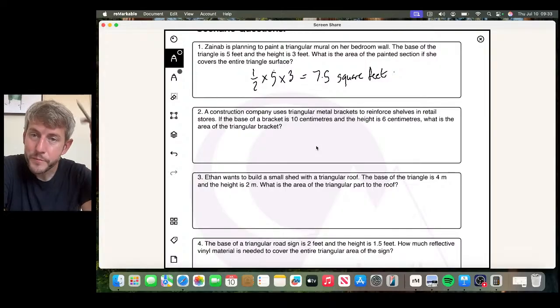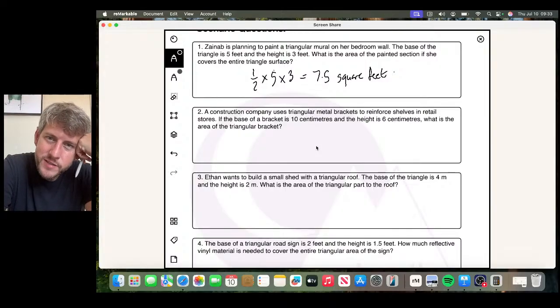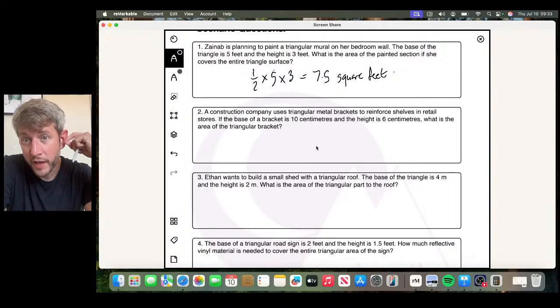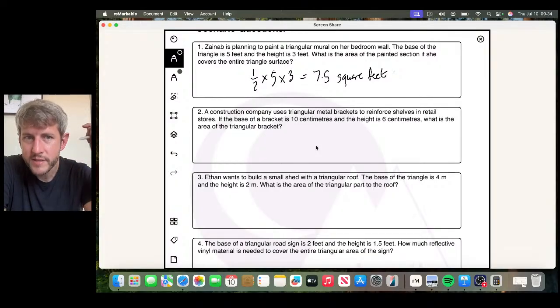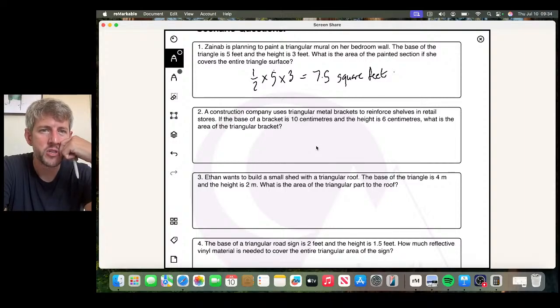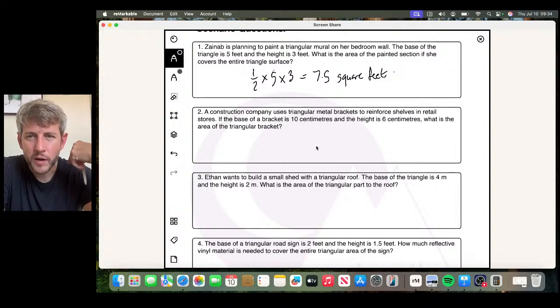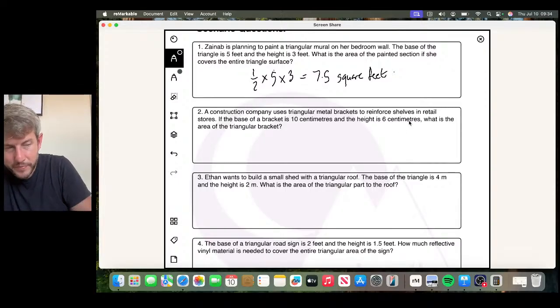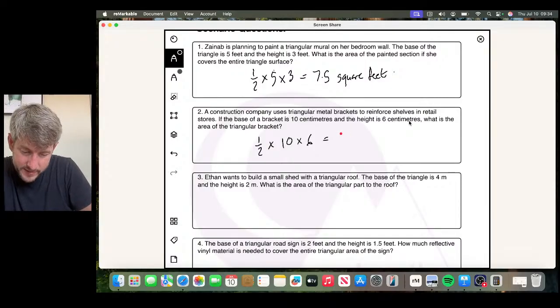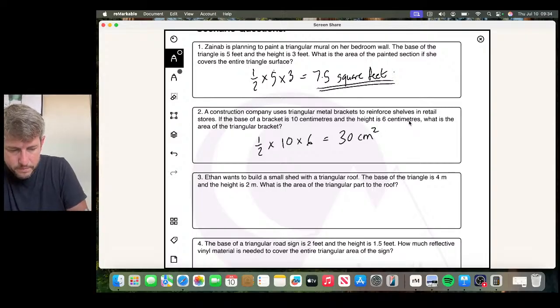So question 2 says, a construction company uses triangular metal brackets to reinforce shelves in retail stores. If the base of the bracket is 10 centimeters and the height is 6 centimeters, what is the area of the triangular bracket? Okay, so basically we've just got a story around a triangle. They just want the area of the triangle. The base is 10 centimeters, the height is 6 centimeters. So we've got a half times 10 times 6. A half of 10 is 5. 5 times 6 is 30 centimeters squared. Okay.